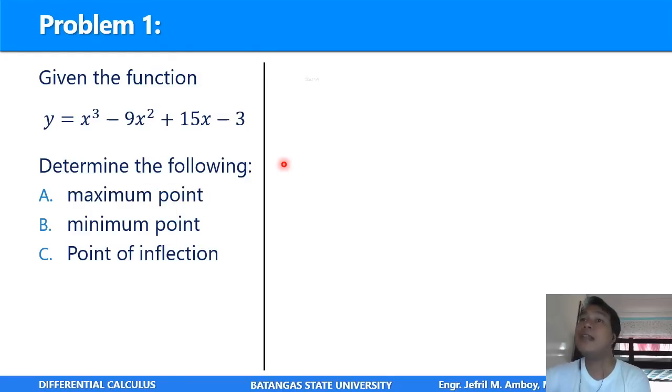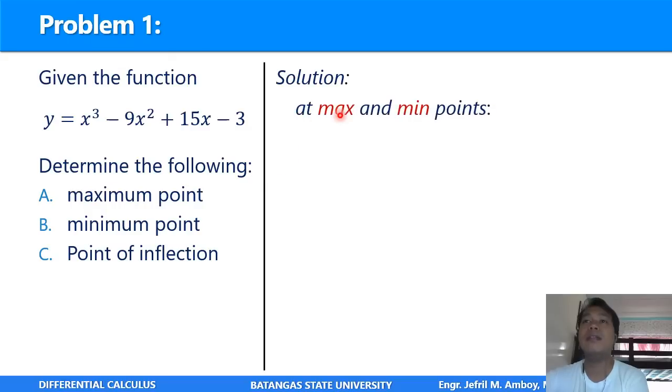So alam naman natin na sa maximum and minimum points ng isang function, ano ang nangyayari? Mathematically, at the maximum and the minimum points of a function, what do we remember? Yes, we remember that the first derivative of the function, y prime, is always 0. And because of that, we will get immediately the expression for y prime. No? Kuhanan natin yung first derivative.